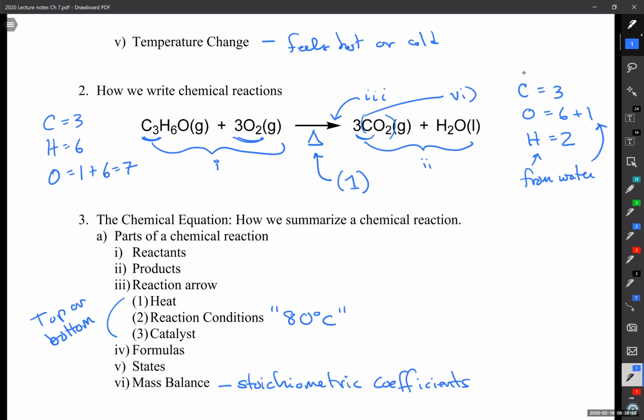So when we say the equation is mass balanced, most of the time people just say it's balanced, because we have the same number of atoms that we started with and the same number of atoms that we ended with of each type, right, and in total.